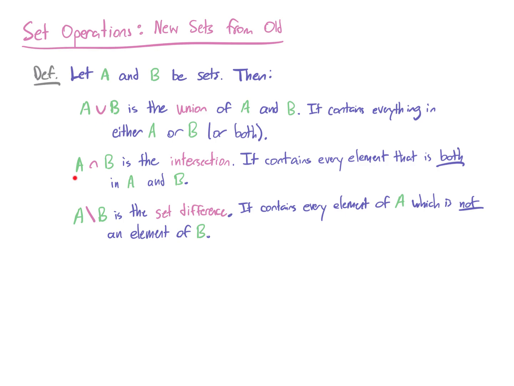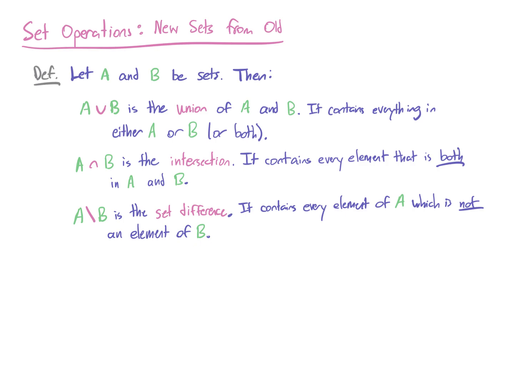In contrast, the intersection of A and B contains every element that is in both A and B. So just being in one isn't enough. For the intersection, you have to be in both. Then, the set difference is our last set operator for now. The set difference of A and B contains every element of A which is specifically not an element of B. Everything in A which is not in B.